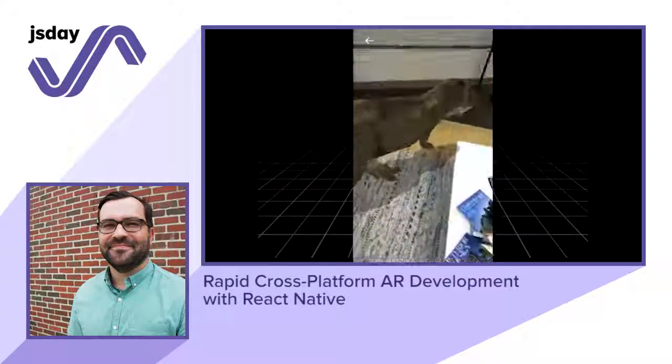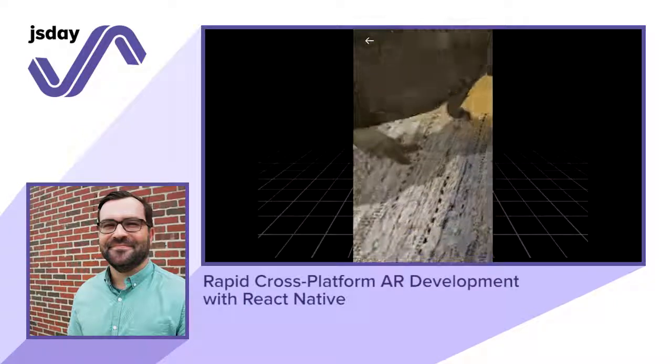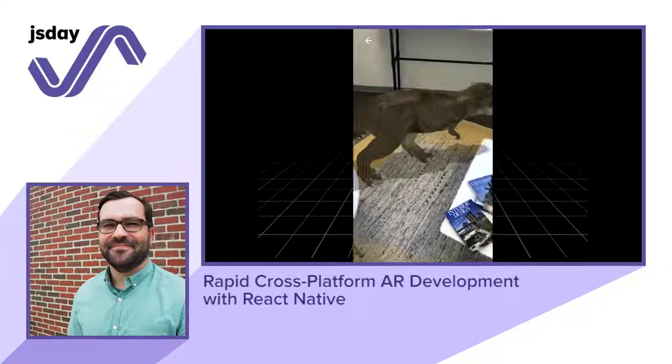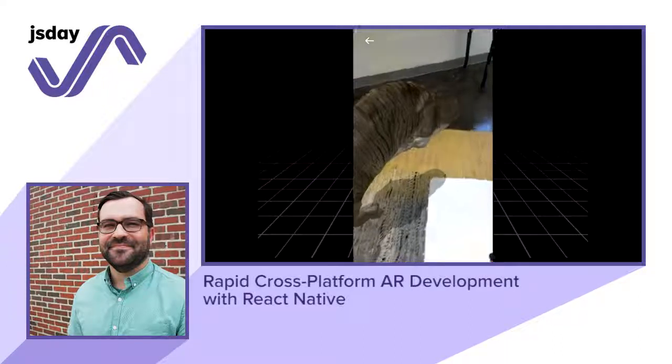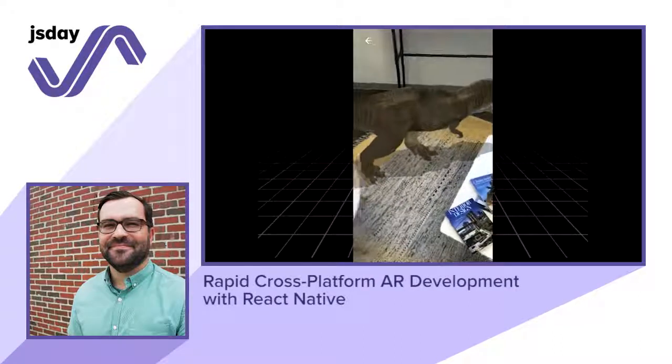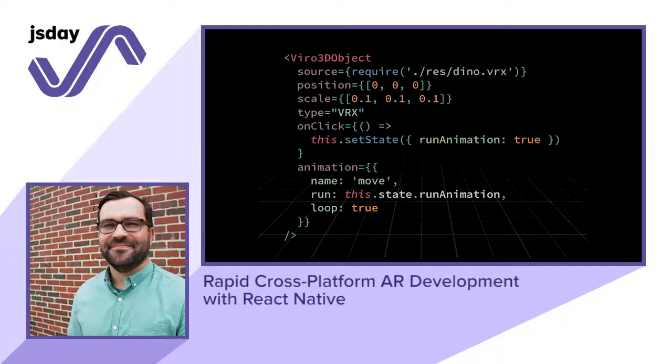So lastly, I think it'd be cool to interact with this dinosaur. Maybe I'm going to touch it, and then it's going to start moving at me. So it's going to receive some sort of event to trigger some sort of animation. The first thing we can add is an OnClick method, which most all the components that Viro React provides have. So we're just setting a state value of run animation, and then with that value, we're using it in the run value for the animation.